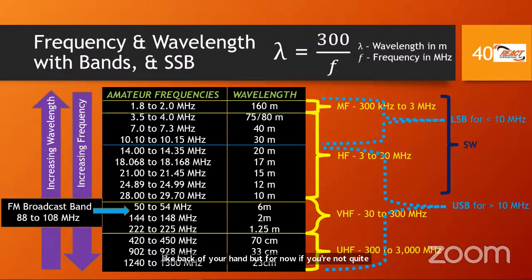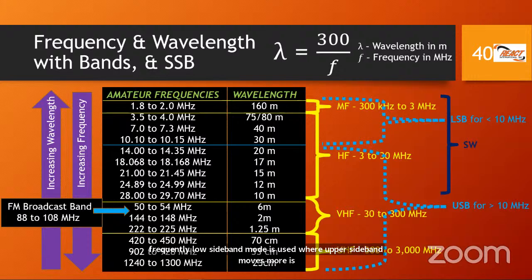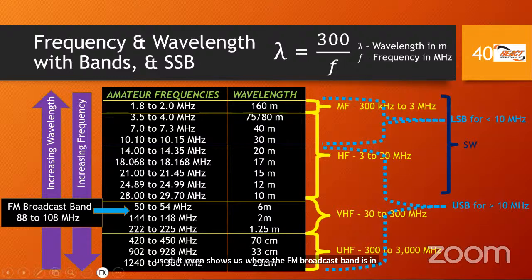It shows the relationship between wavelength and frequency to always keep in mind. It shows where lower sideband mode is used, where upper sideband mode is used. It even shows us where the FM broadcast band is in relation to the amateur radio spectrum, right? So feel free to keep this at hand and refer to it as often as necessary, because sometimes the theory or the question will talk about the 6-meter band and you scratch your head, what is the 6-meter band again? It wouldn't tell you the frequency, but you might need to know the frequency. So it's between 50 and 54 megahertz. So this chart hopefully you'll find is useful.